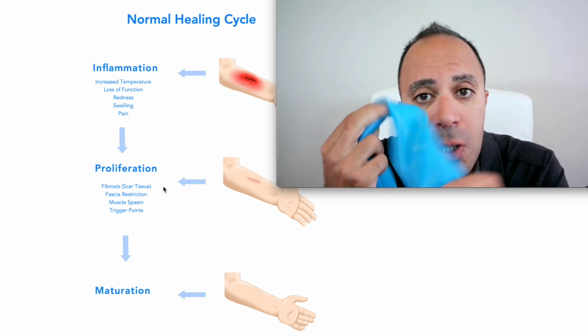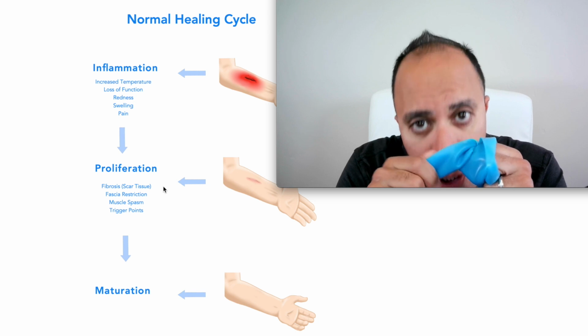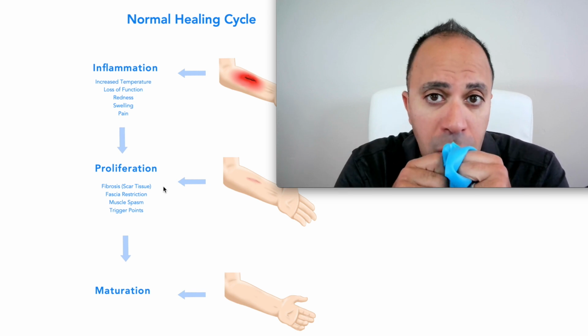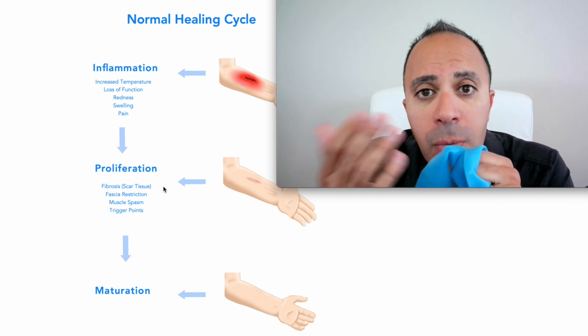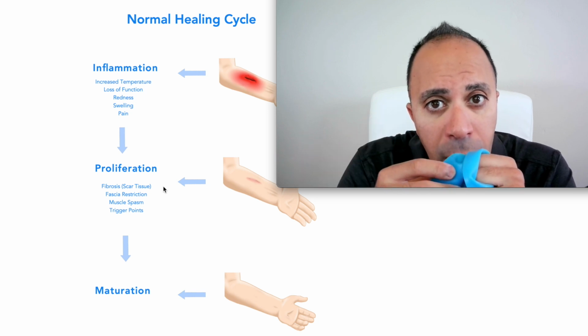So when you have scar tissue, it's like you have a knot in a rubber band. So when your muscle contracts, it does not stretch much. And that compresses the nerve and artery and causes a lot of health issues.